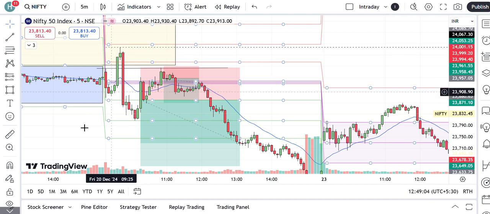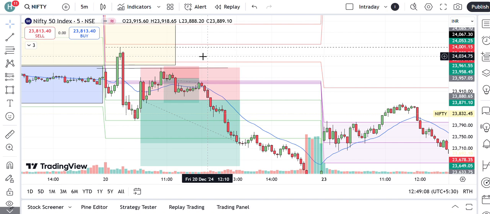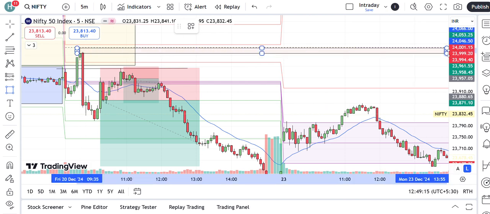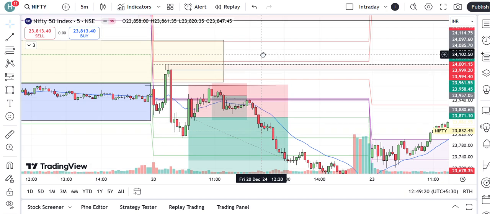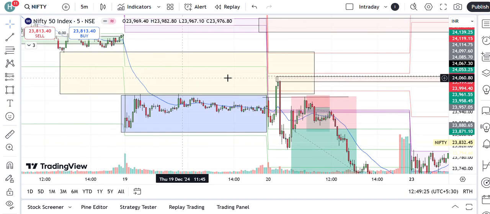Previous day high is a supply zone. So let us mark this as supply zone. We will mark here this point. This is the supply zone, and this is PDH. Now, this yellow box was a gap border.